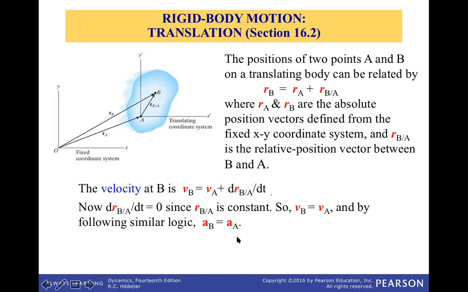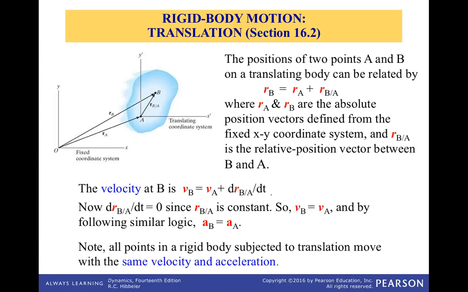So also then you can see that the acceleration of point A and point B are the same, okay? So this is for translational motion of the rigid body, okay? Those are the relationships you have, okay? All right.